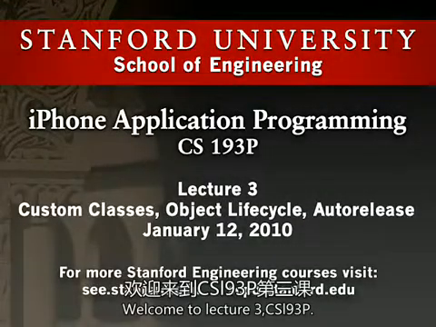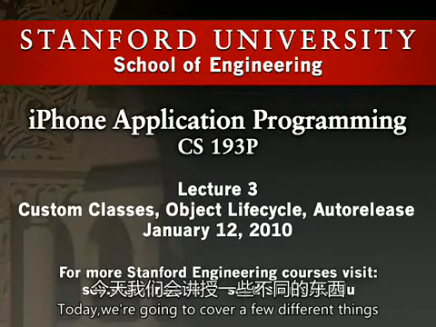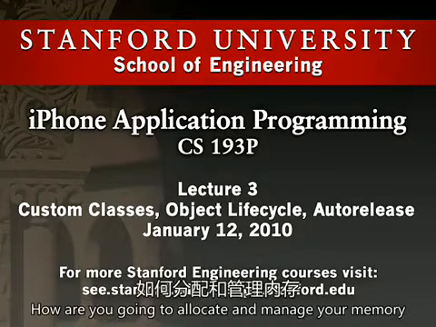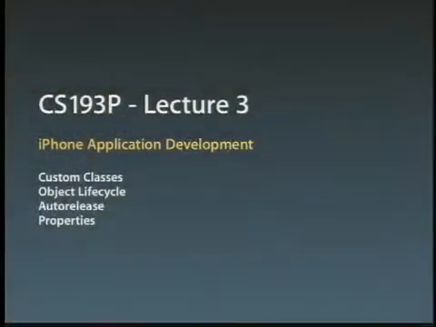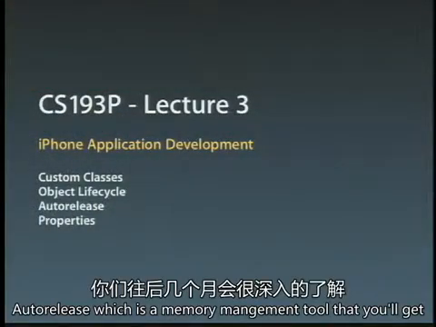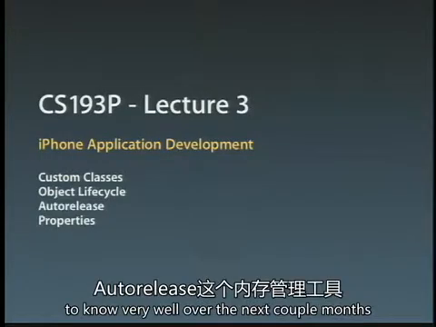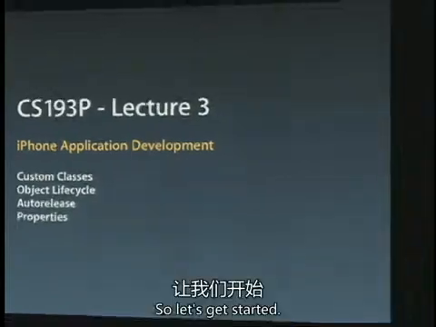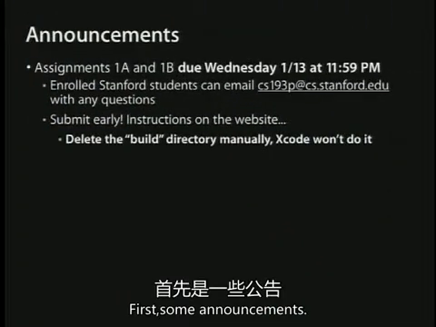Welcome to Lecture 3, CS193P. Today we're going to cover a few different things, particularly how you're going to create your own custom classes, how you're going to allocate and manage your memory, Auto Release, which is a memory management tool that you'll get to know very well over the next couple months, and something called properties. So let's get started. First, some announcements.